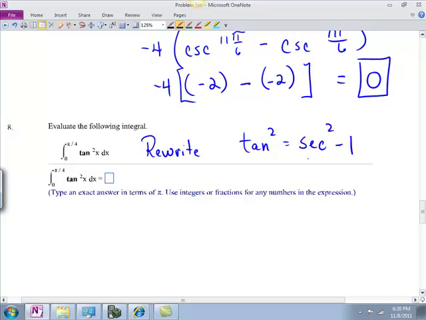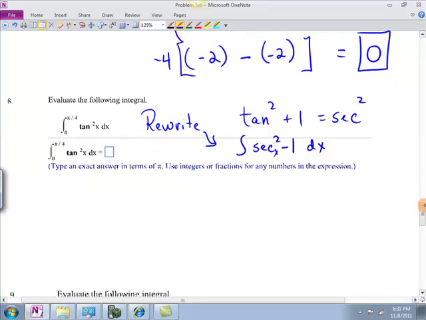Tan squared plus 1 equals secant squared. Okay, it should have the same thing as that. But what is tan squared then equal to? Secant squared minus 1. So if we rewrite the integral to be the integral of secant squared x minus 1 dx, then we can do it, because is there an integral of secant squared? Okay, so that's what you want to think about.